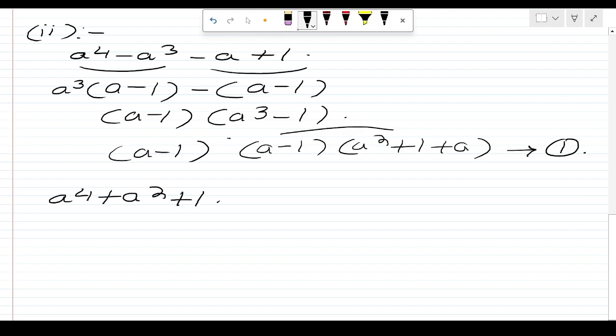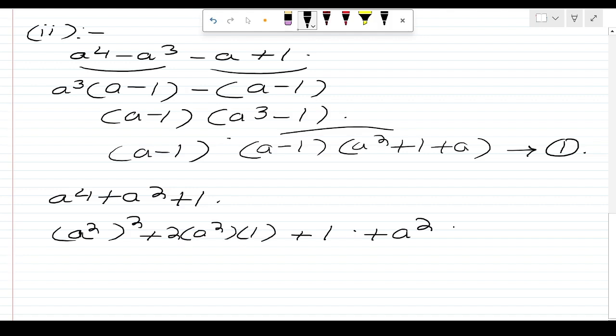Now how will this be simplified? A power 4 can be written as a square whole square, and then 1 can just be written as 1. So a square whole square plus 1, and then at the end we can write a square. Now what is 2ab of a square and 1? That is 2a. So we can just write 2 bracket a square and 1, because this is the simplified form. Instead of writing a square, we are going to write 2a square multiplied by 1.